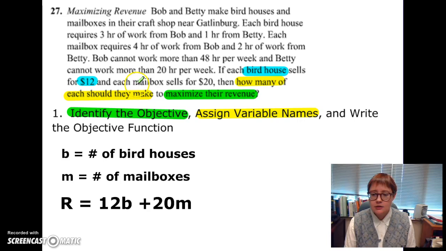It also says that each mailbox sells for $20. So if I take M and multiply that by 20, that's how much money we get from selling the mailboxes. Add those 2 things together and I've got my total revenue. So R equals 12 times B plus 20 times M. And now I have written my objective function. And we're all done with step 1.